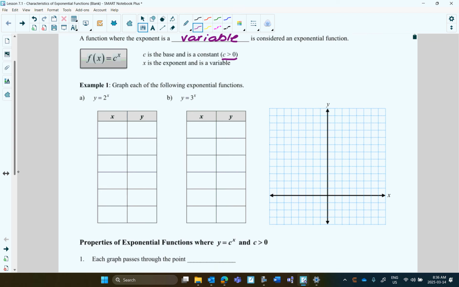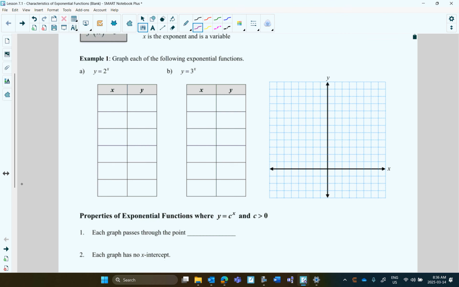Okay. Let's look at what a couple of these things look like. So a very basic one would be y equals 2 to the x. Best way to see what it looks like, do a table of values. So I'm going to use -2, -1, 0, 1, and 2. And we'll do the same thing for 3 to the x.